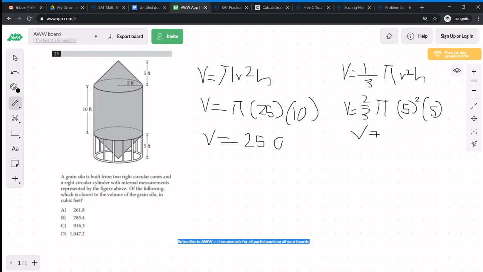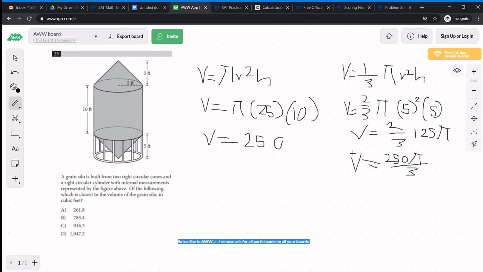So we get volume equals 2/3. And then 25 times 5 is 125 pi. So we get 250 pi over 3. Volume equals 250 pi over 3.